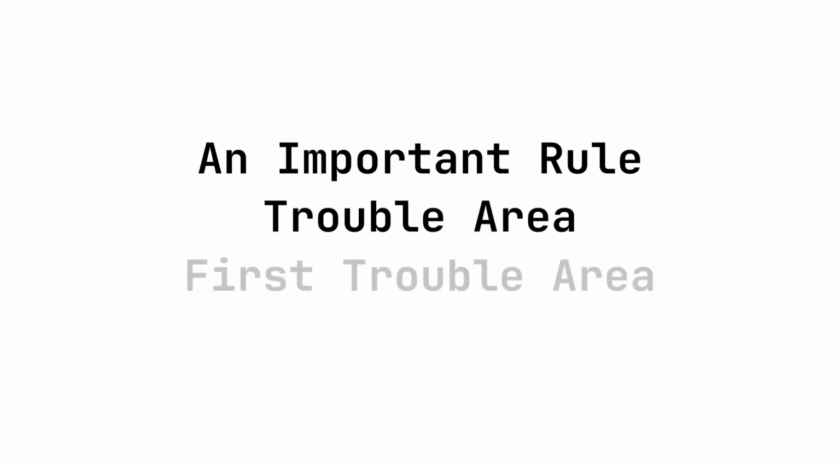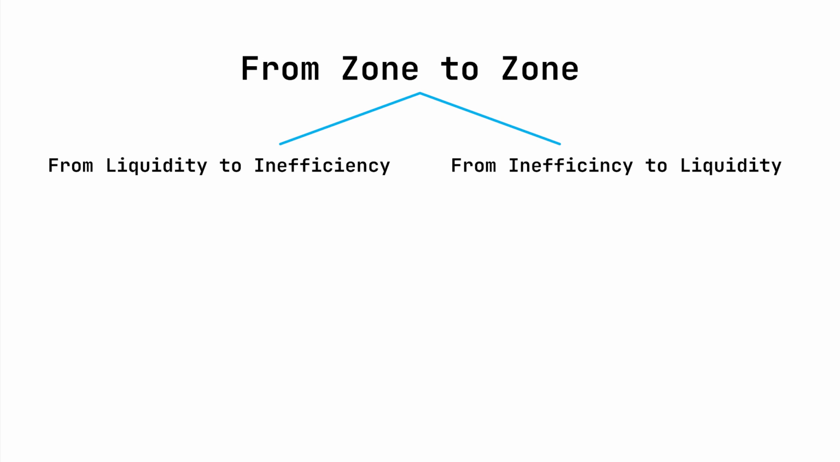Step 4, an important rule, trouble area and first trouble area. The from zone to zone rule is one of the most important in the entire strategy. Its origin comes from the basic tenets of the smart money concept, from liquidity to inefficiency, and from inefficiency to liquidity. This means that price always moves from one zone of interest to another due to liquidity or inefficiency, which provided buying or selling volume in the market.